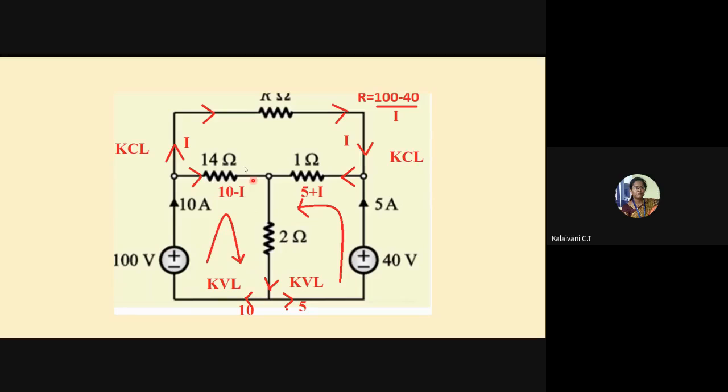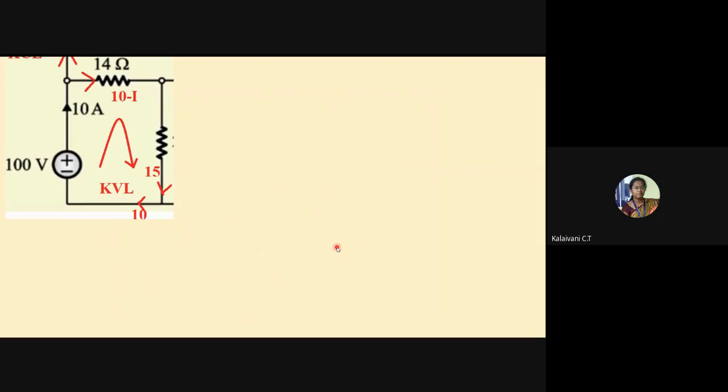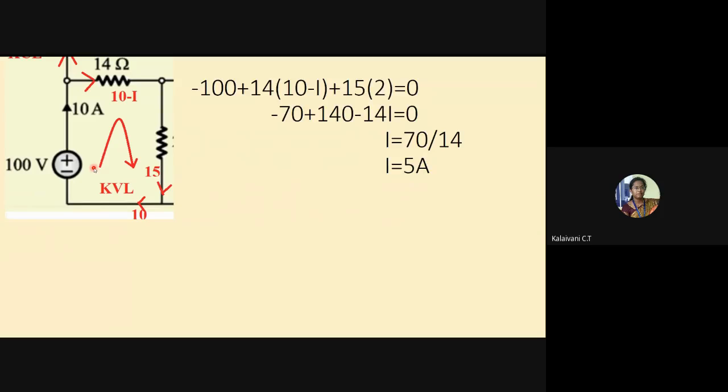Next, to find this I, you have to solve the KVL either in the first loop or in the second loop. That's your wish, you can solve in any loop. I will take loop 1. So if you see loop 1 alone, in this the direction is this direction. Apply the KVL law. So voltage will be minus 100 plus 14 into 10 minus I plus 15 into 2 will be equal to 0. That is our KVL law. Solve this equation, you can find the value of I.